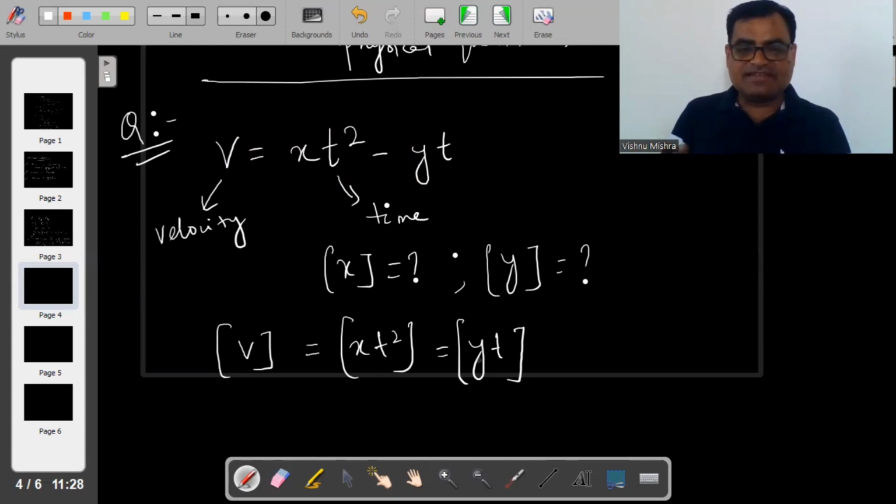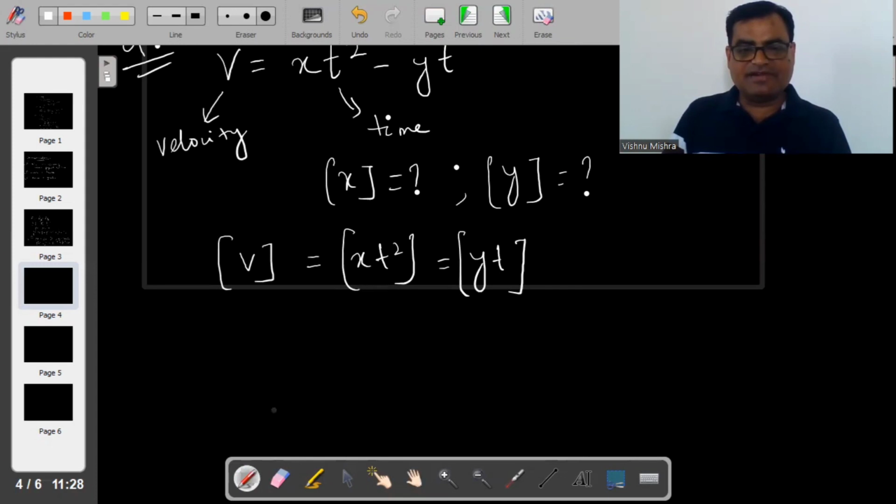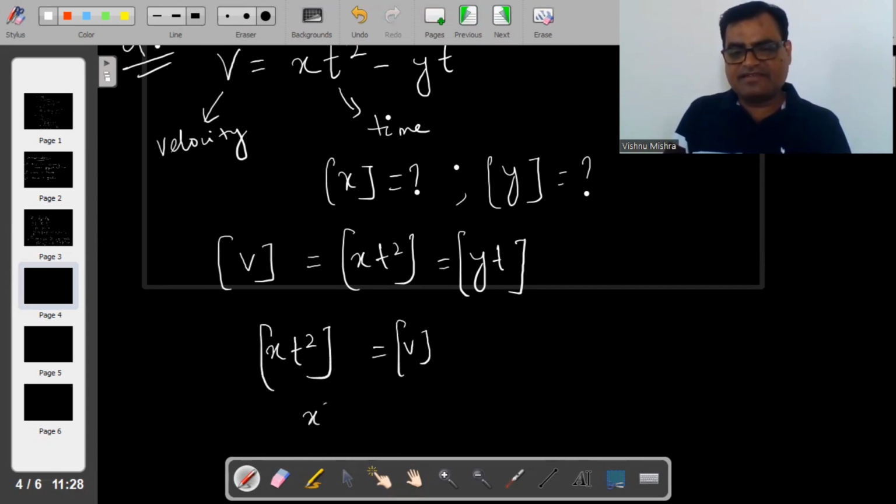Wherever you're watching plus and minus, the dimensions are the same. Very easy. Now just find out what is x. Xt square is equal to v. So can you write the dimension of x? X dimension is v by t square.